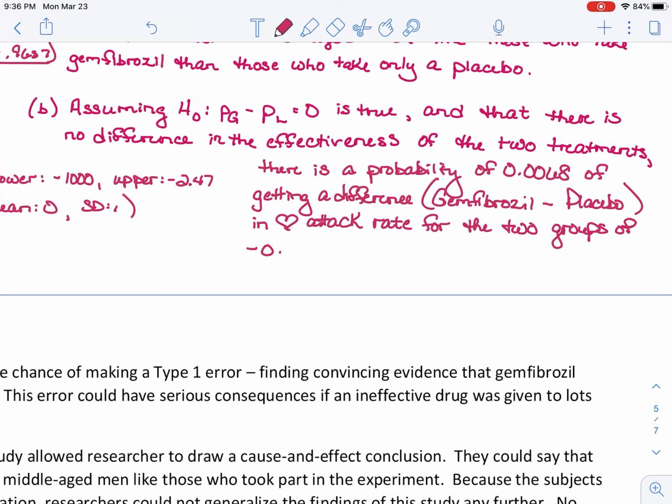Of negative 0.0141 or less just by chance. So it could happen. It 100% is possible. It's just really unlikely. Specifically, just from the chance involved in the random assignment.